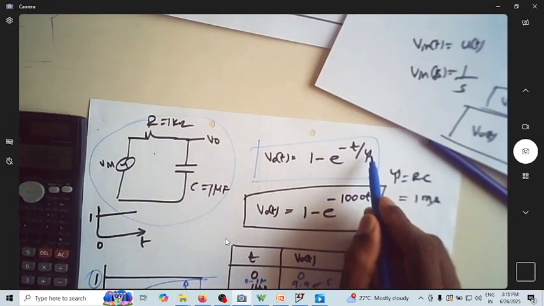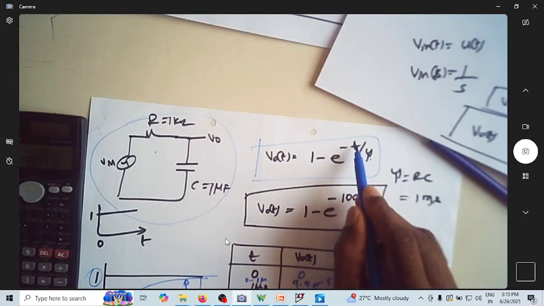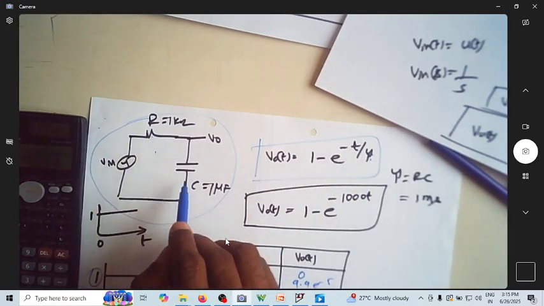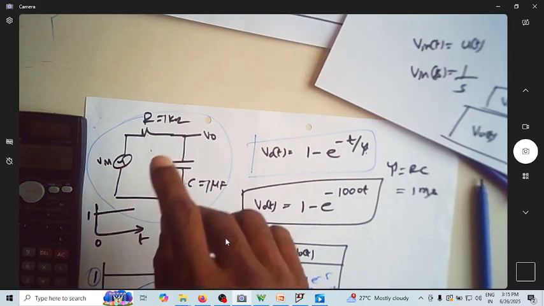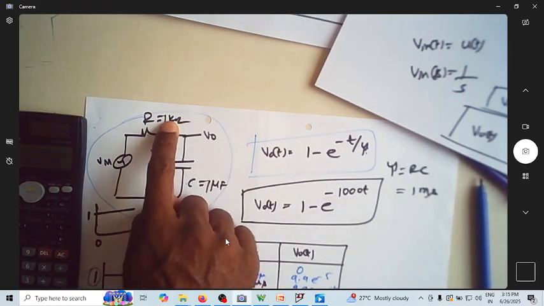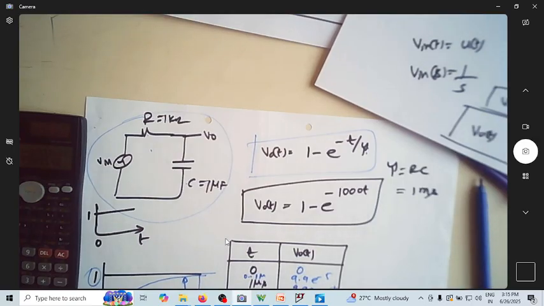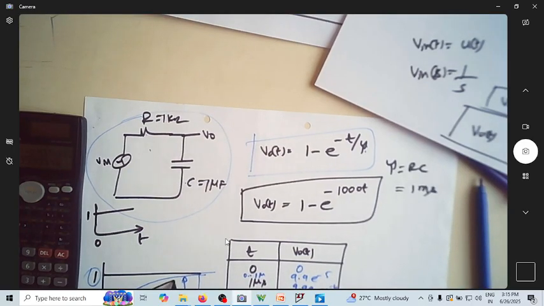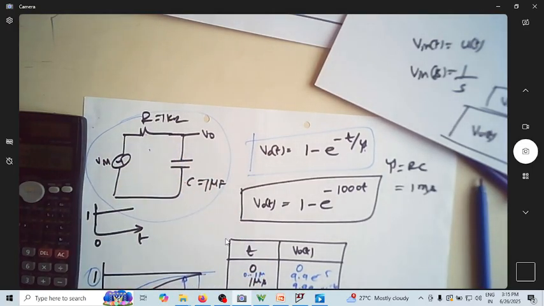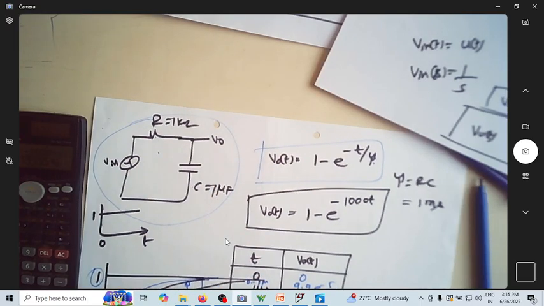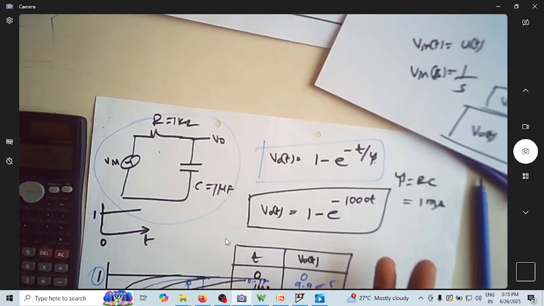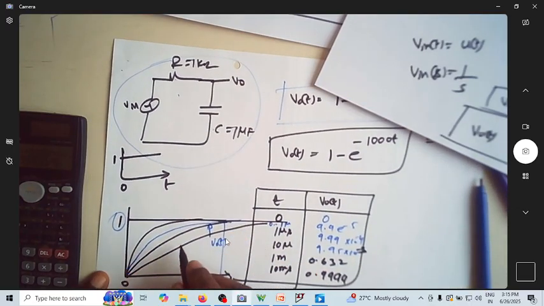So for different tau values, tau actually corresponds to R and C values. Suppose if you have a larger value of R and C, then the charging would be slower. If you further increase the value of R, it charges slowly. If you reduce the value of R, then it charges quickly.